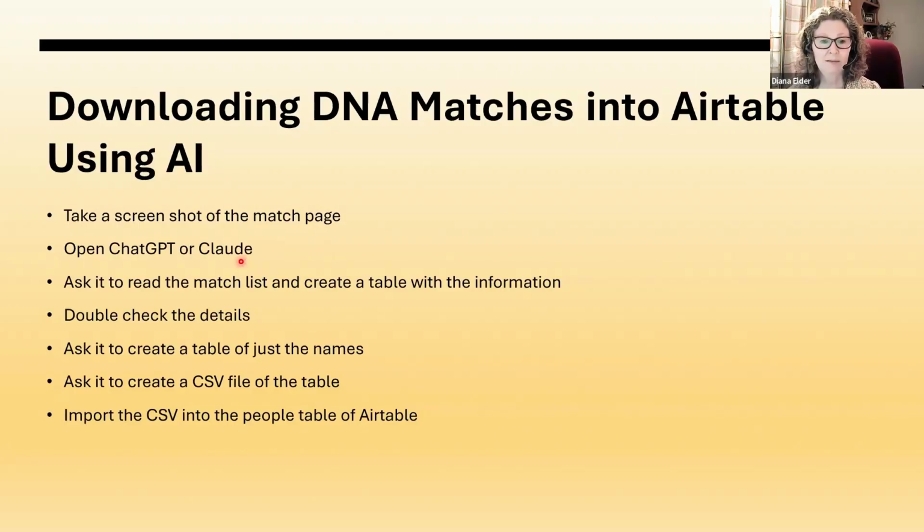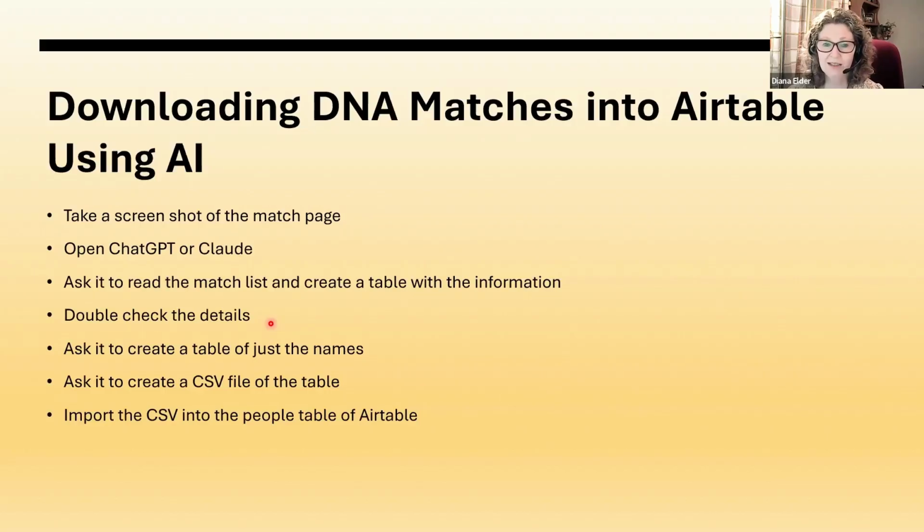And then I asked it to read the match list and create a table with all the information. And then I double checked the details. And with ChatGPT, it was off just a little bit on two of the DNA matches, like it read a 6 as an 8 or vice versa. I had actually made my screen really small so I could capture a lot. And so I gave it a pretty small screenshot to use. If I had just done a normal size, it may have been absolutely perfect. But then I just told it to fix those three little errors.